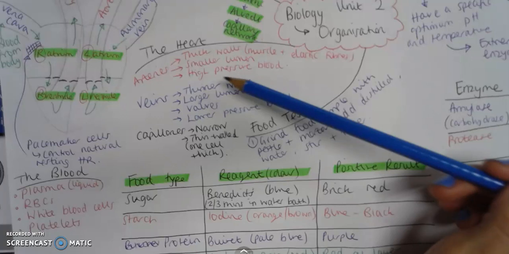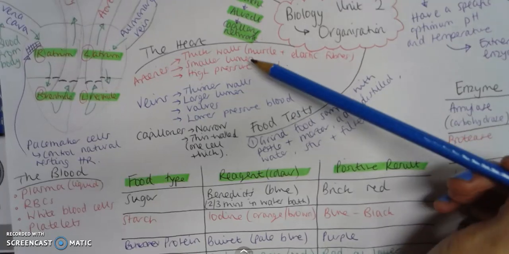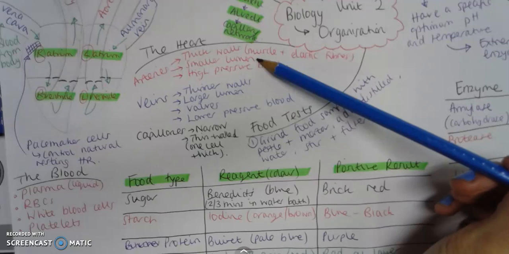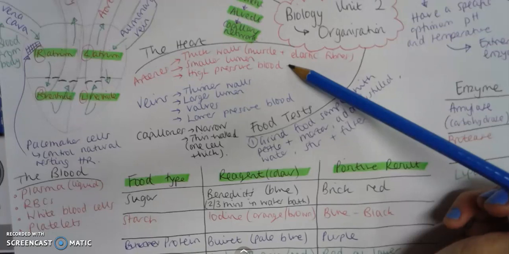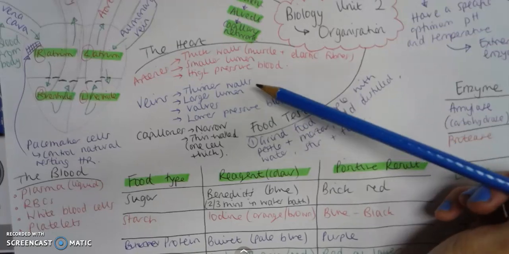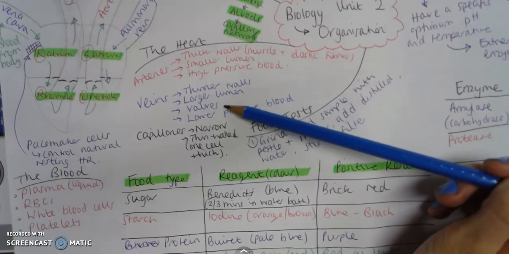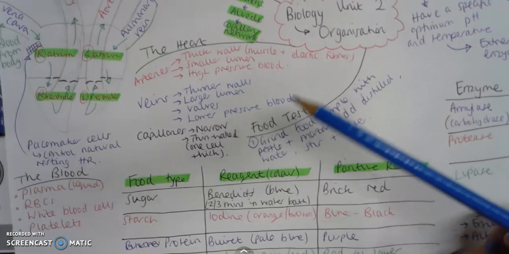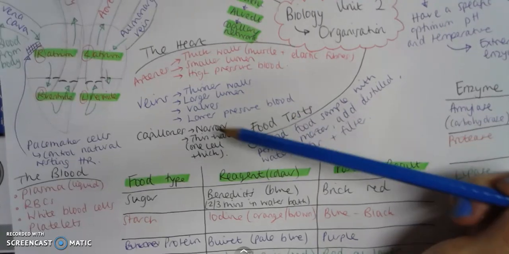Arteries, really thick wall made of muscle and elastic fibres. They've got a smaller lumen than veins. And the reason for this is that they need to withstand the high pressure of blood flowing through them. Veins, on the other hand, have slightly thinner walls, they've got a larger lumen, and they've also got valves to prevent backflow of blood. And the reason they can have the thinner walls and larger lumen is because that blood is under a lower pressure.